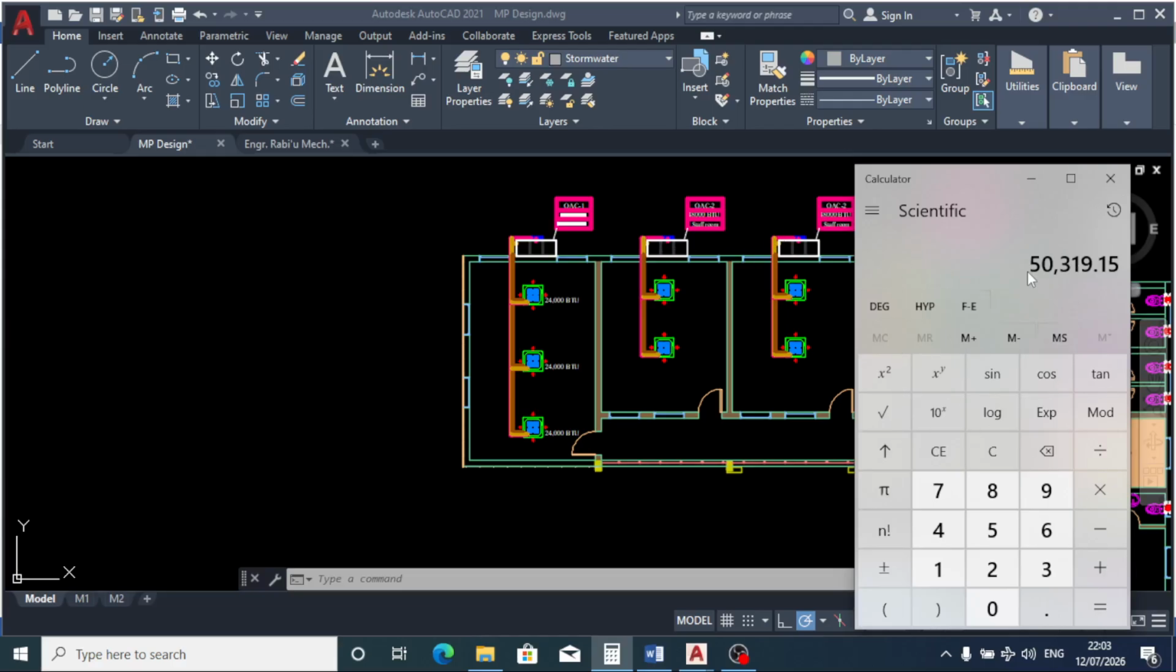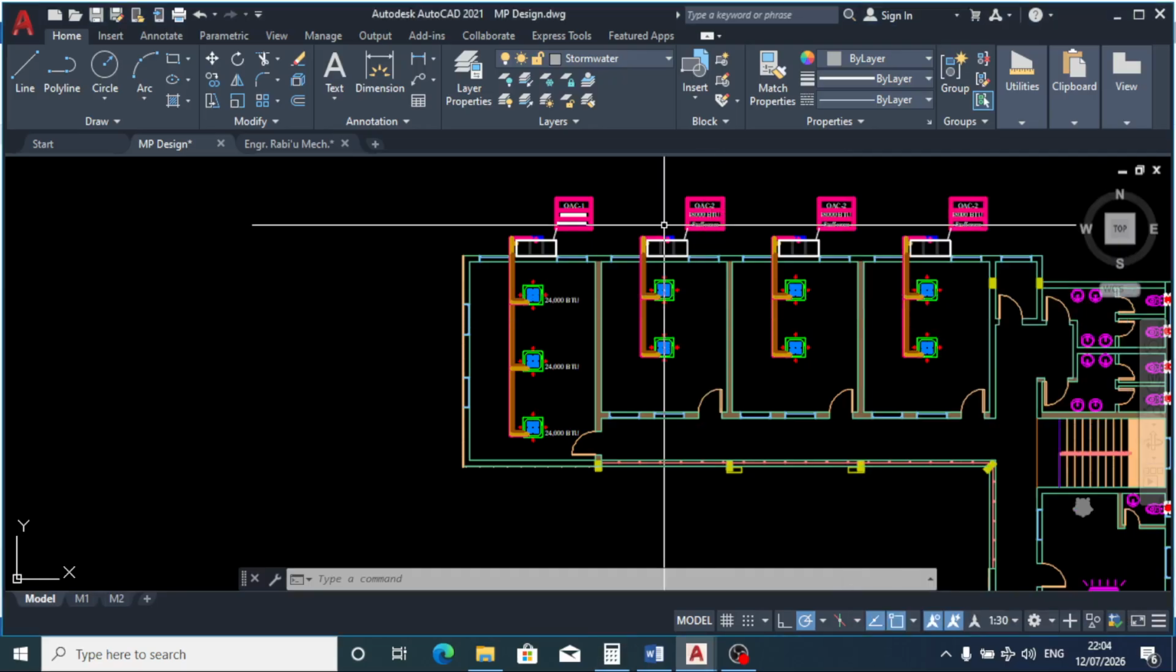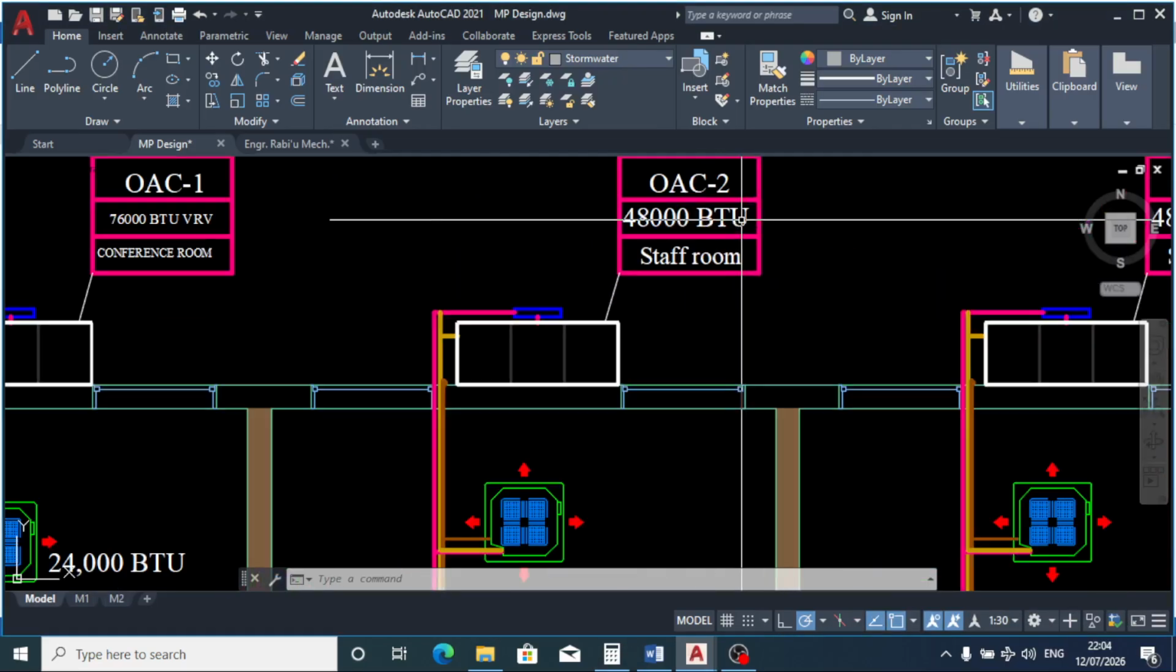So we are talking of 50,000 is much for this classroom. So you see, we cannot take 54,000. It will be extra much, right? So we can only come down to the lower BTU, which is 47,000. So let's use 47,000 BTU.